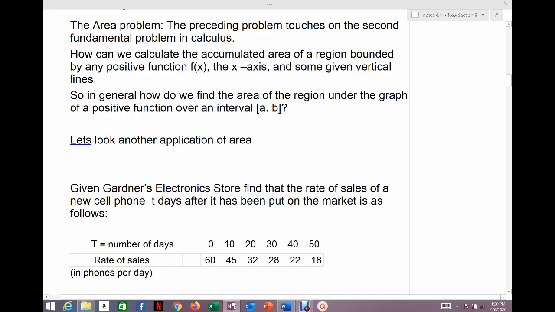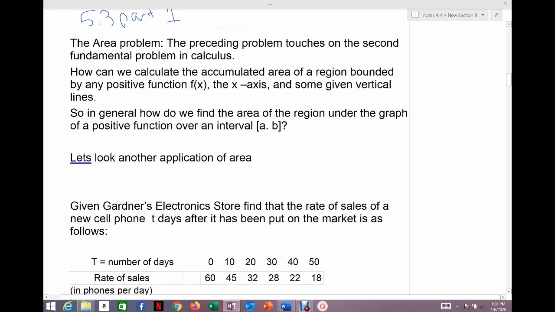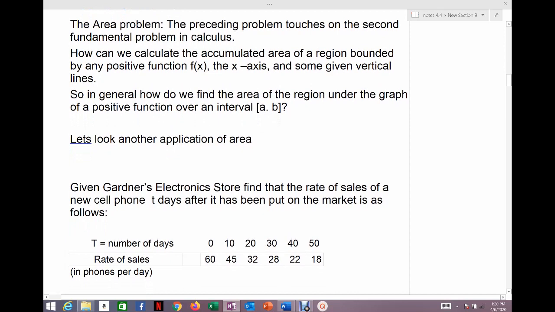Alright, so in the preceding video, we touched on the idea that we want to find the area under a function. Right? We want to find the accumulated area of a region bounded by a function, the x-axis, and some starting point and stopping point. And what this is going to lead us to is the second fundamental problem that calculus was derived to solve, which is going to lead us to this big theorem called the fundamental theorem of calculus.